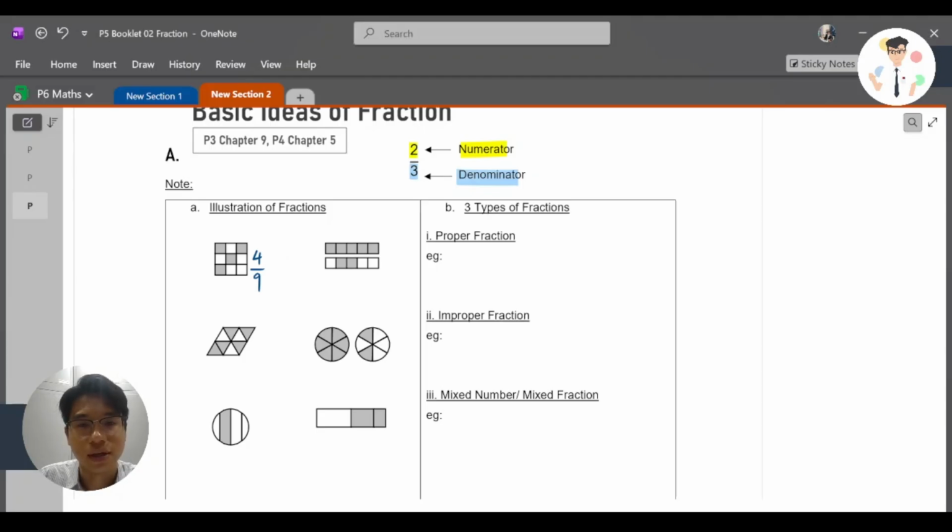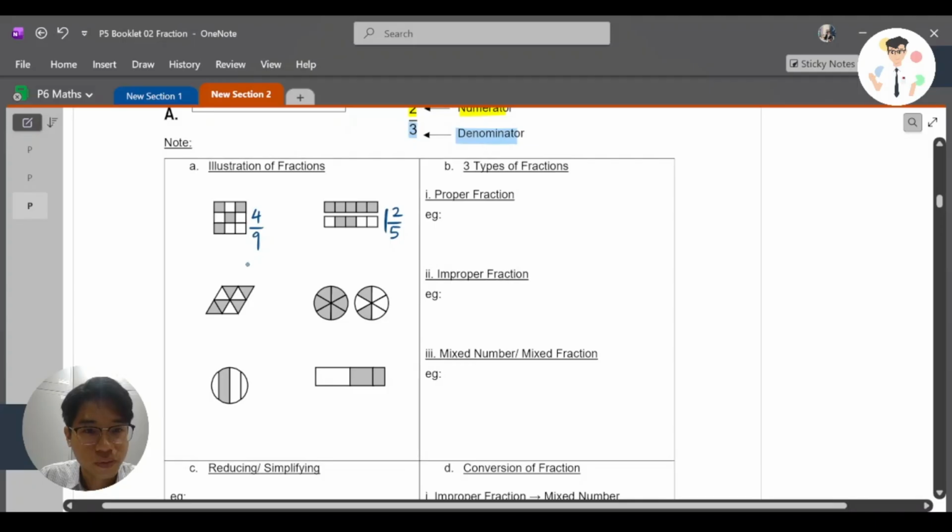Next, we have this one. You can see this is the whole, and it is all fully shaded. So I know this is actually 1. And here I have 1, 2, 3, 4, 5 parts in total, and 2 are shaded. So this is 2 out of 5.